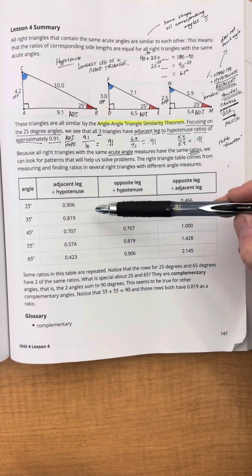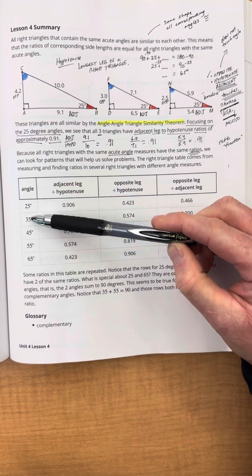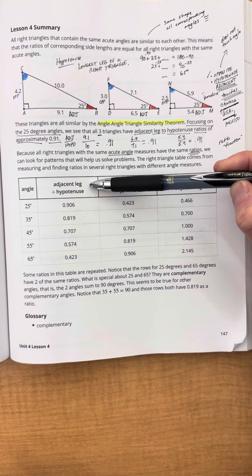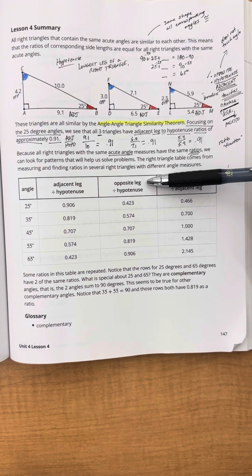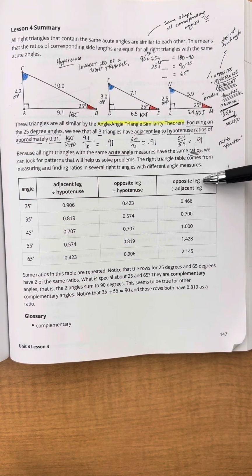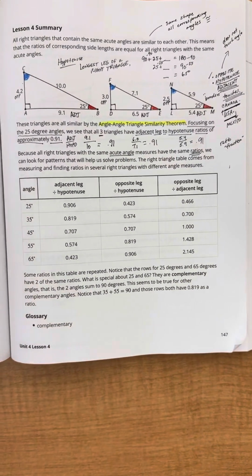But for any angle measure, adjacent divided by hypotenuse is in this table. Opposite divided by hypotenuse is going to be found on that column. Opposite divided by adjacent will be in this column. Now, I'm going to go get the handout that you'll need.